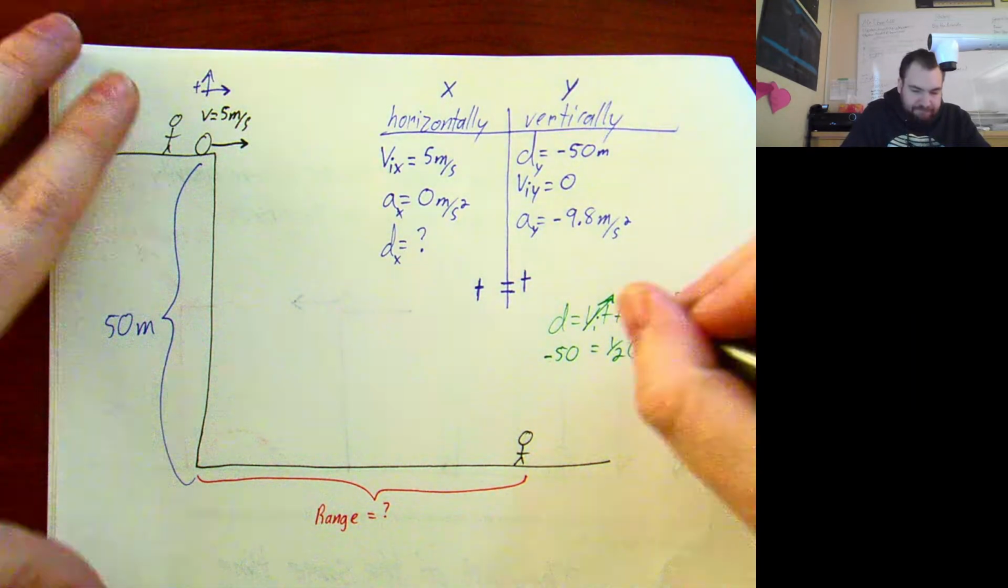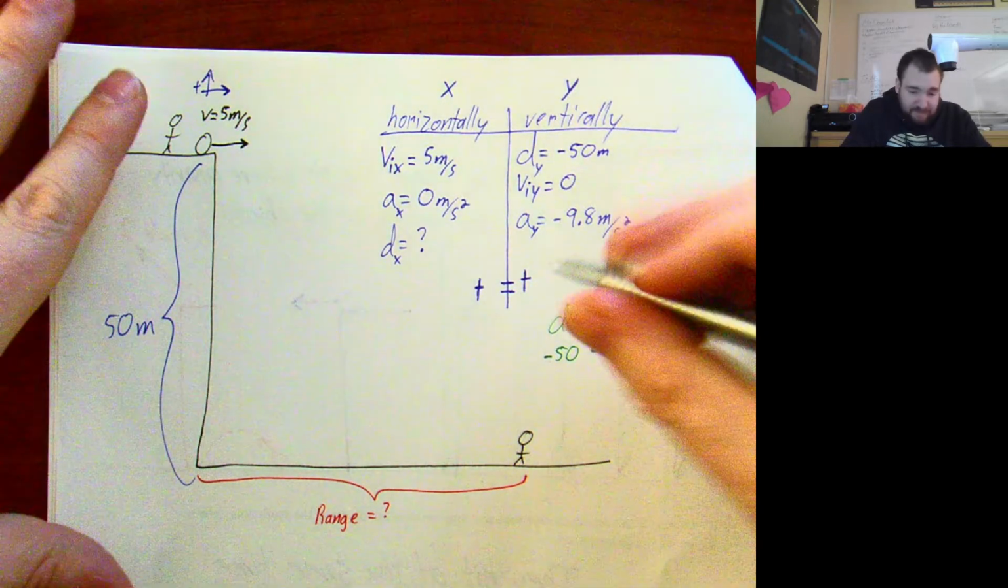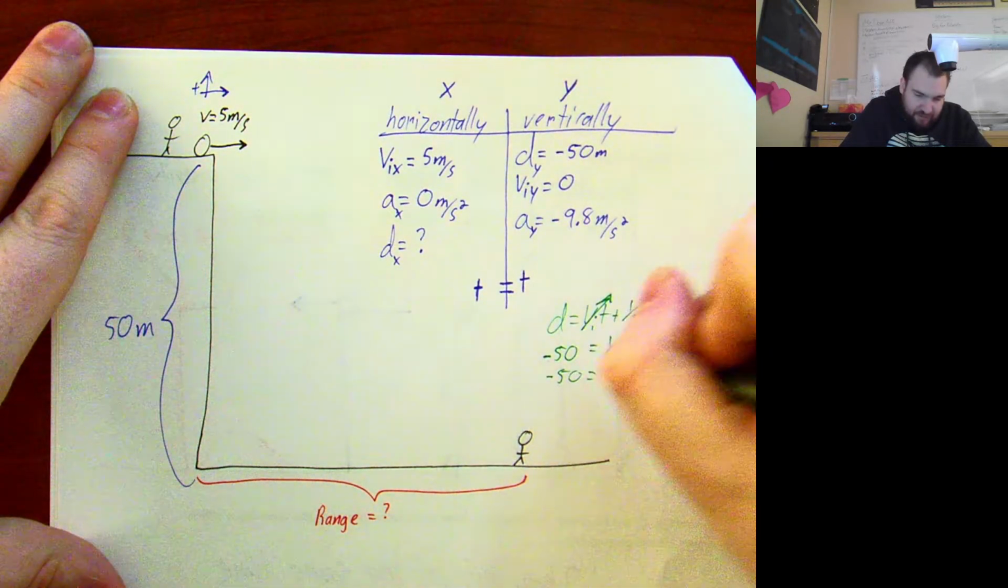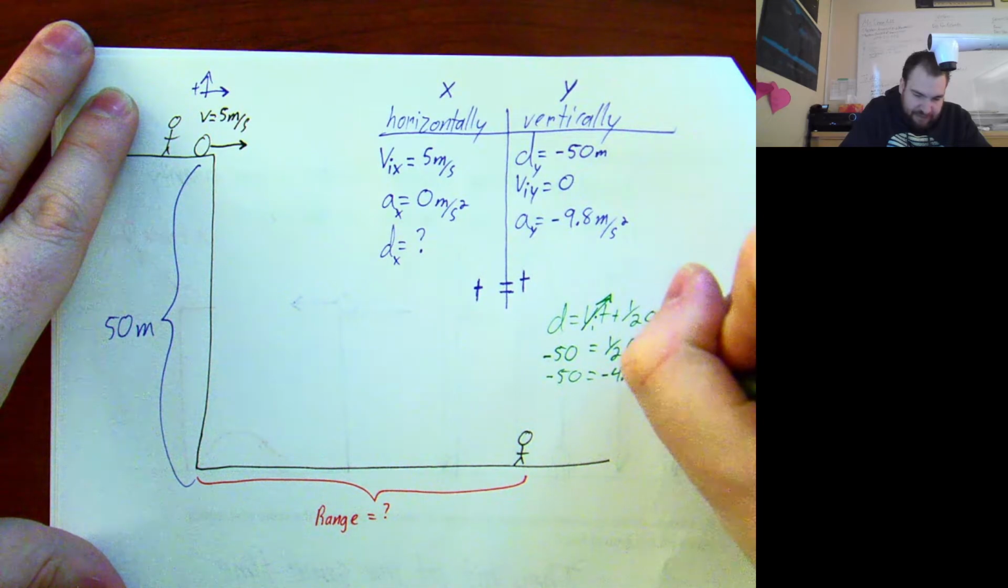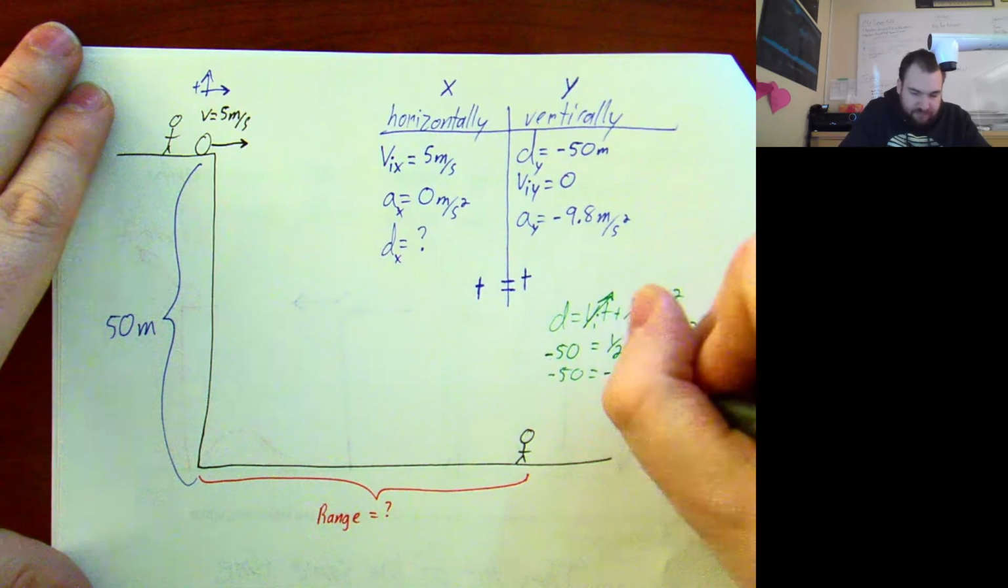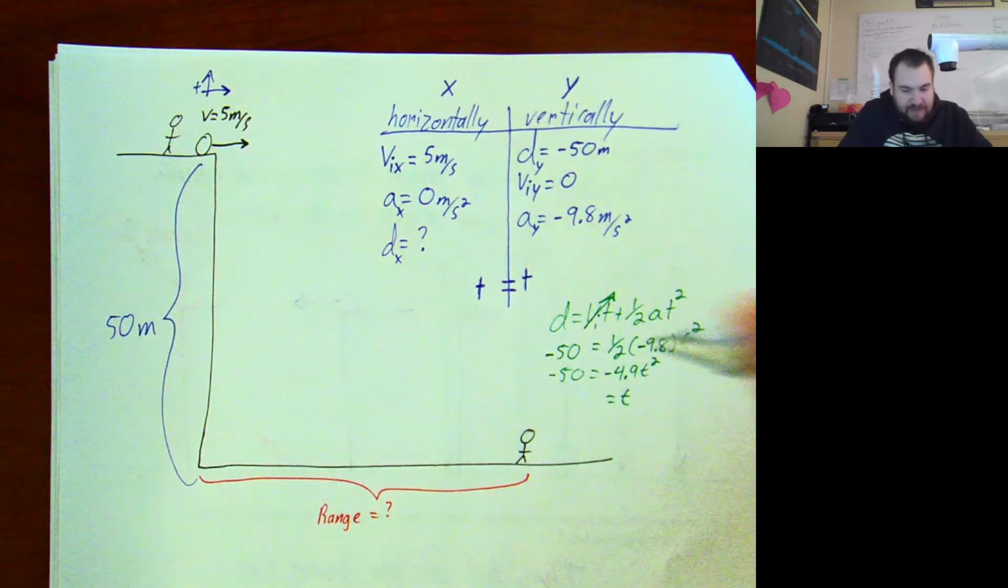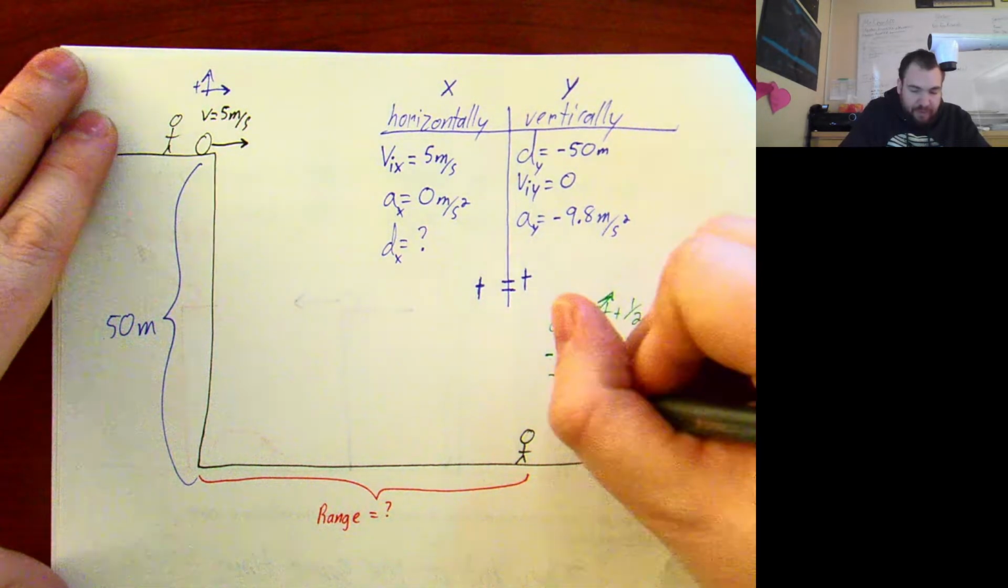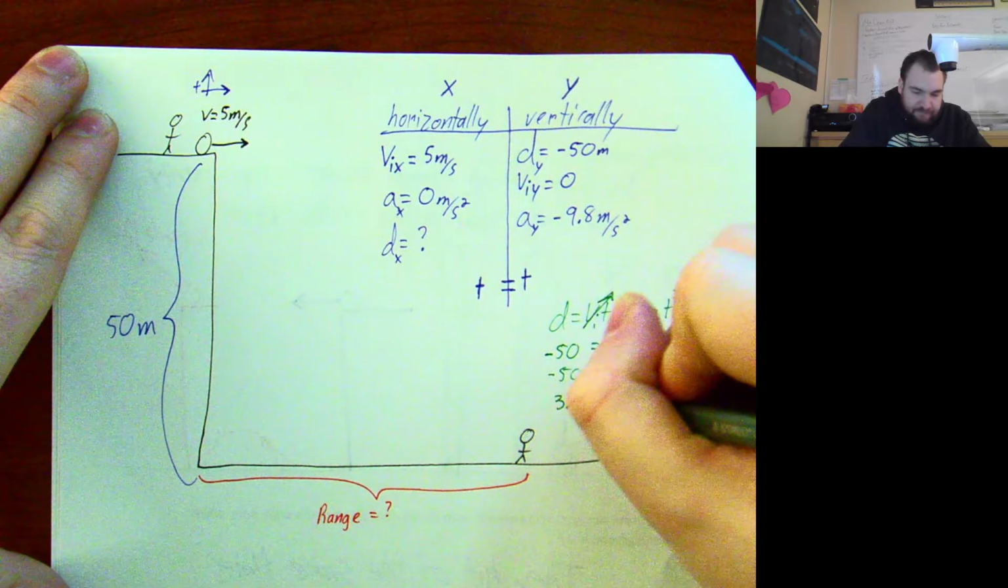So what's t? It's going to be negative 50 equals negative 4.9 t squared. So negative 50 divided by negative 4.9 and then square rooted is going to give us what value? 3.19. Okay.